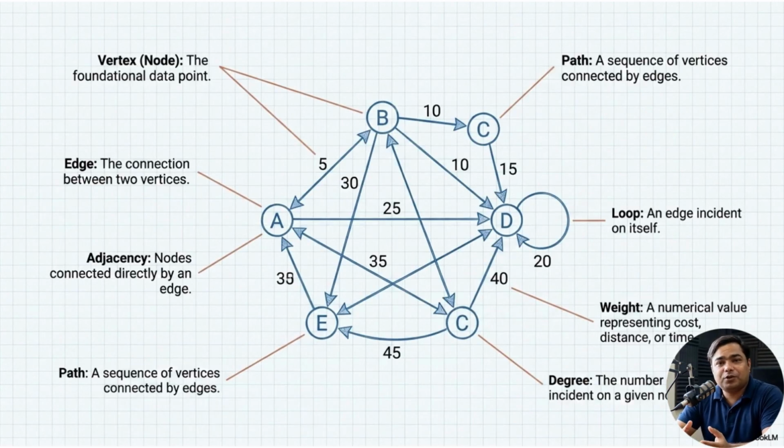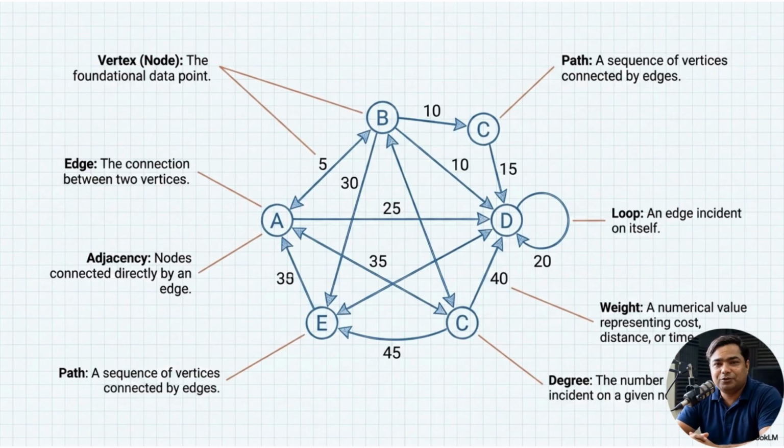Now we move into graphs. A graph is made of two main parts, vertices and edges. A vertex, also called a node, is a basic data point. In this slide, the letters A, B, C, D, and E are vertices. Each one represents an individual object. An edge is the connection between two vertices. For example, if A is connected to B, then the line between A and B is an edge.